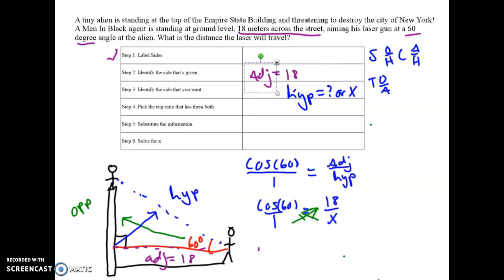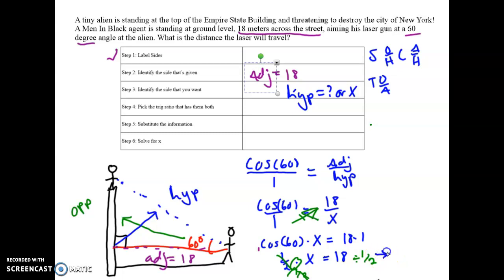I'm left with the cosine of 60 times x is equal to 18 times 1. Cosine of 60 is 1/2, so I'm left with 1/2 times x is equal to 18. Now, we need to get x by itself, so we have to do the inverse operation. So we're going to divide each side by 1/2. And when I divide by 1/2, these cancel out. I'm left with x is equal to 18 divided by 1/2.